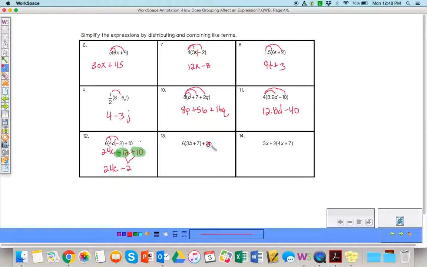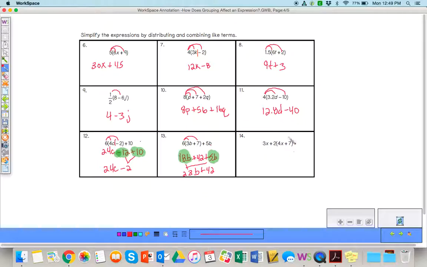So this problem again, we cover up this 5b for just a second. We're going to do 6 times 3b. That is 18b. 6 times 7 is 42. Okay, we bring back our 5b. My like terms are 18b and 5b. So 18b plus 5b combined together to make 23b. And then we just drop down our plus 42 because there's nothing else to combine with it.